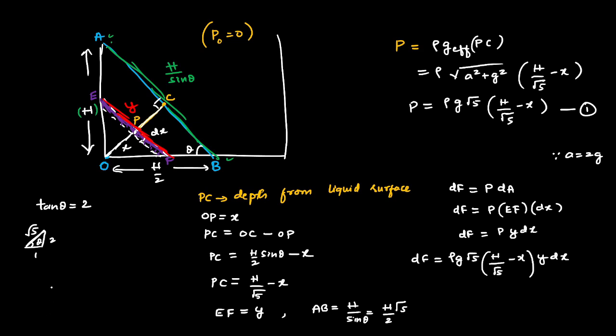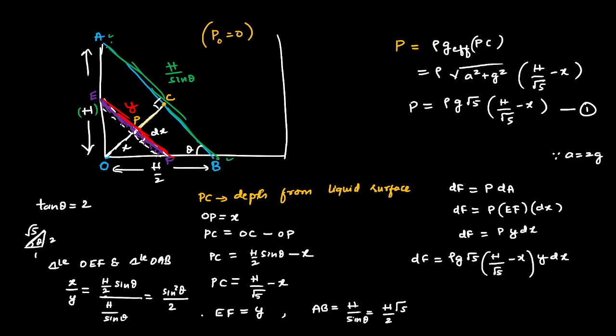So using similarity of triangles, we can say from triangle OEF and triangle OAB, we can say that triangles are similar, so their sides are proportional. So x by y is equal to, we have OC length as h by 2 sine theta, divided by the AB distance. AB distance is h by sine theta, right? So it turns out to be sine squared theta by 2.